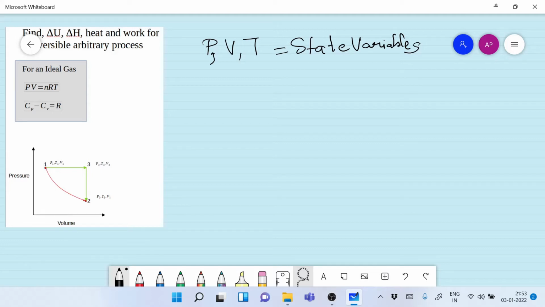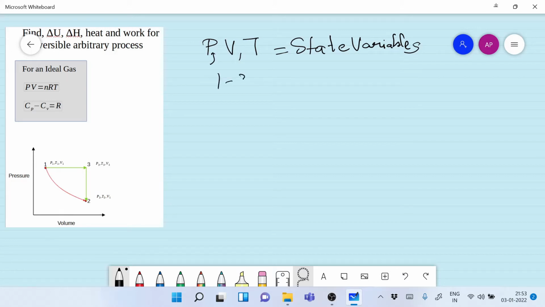Now, the arbitrary process is 1 to 2 and it is shown in red. It is neither a constant pressure process nor a constant volume process. However, we can reach from state 1 to state 2 by two independent processes: 1 3, which is a constant pressure process, and 3 2, which is a constant volume process. Now, let us calculate the change in internal energy for process 1 3 and process 3 2.